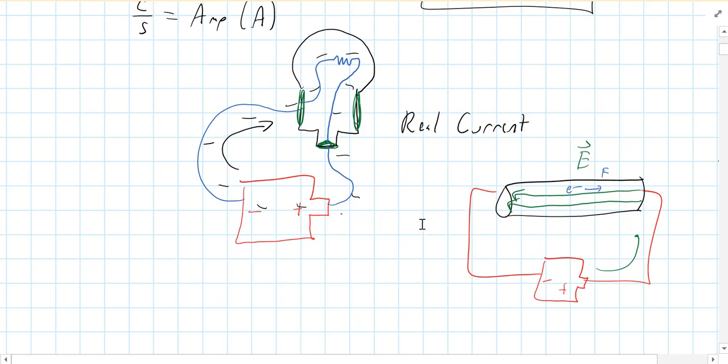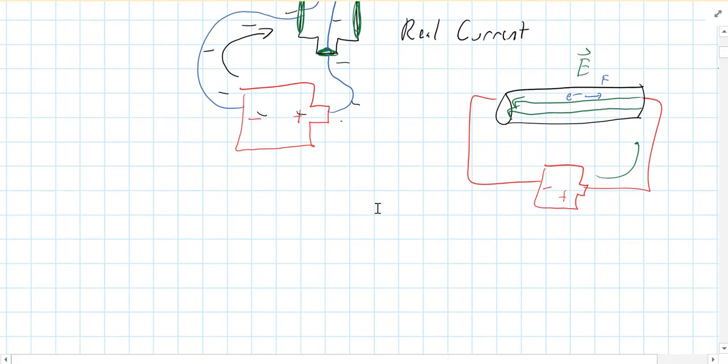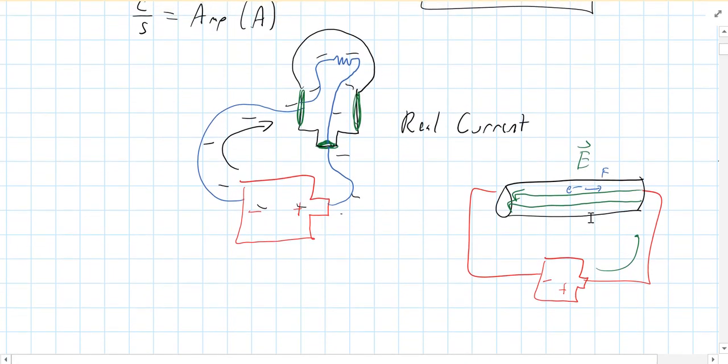Up until now, in the first part of the semester, we talked about charges moving around until the electric field is zero. Well, now the battery prevents that from happening. The battery keeps a voltage. It keeps the electric field constant in there, okay? Now, this is what really happens.